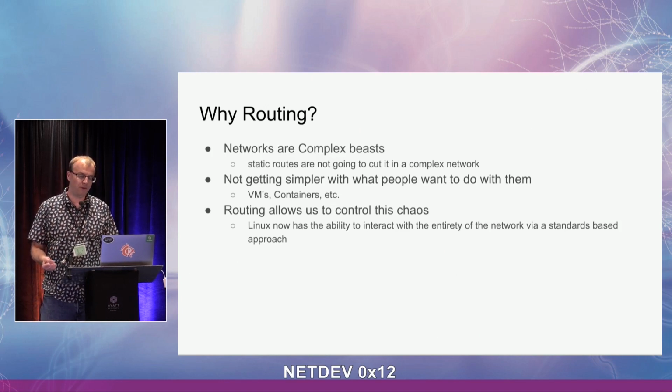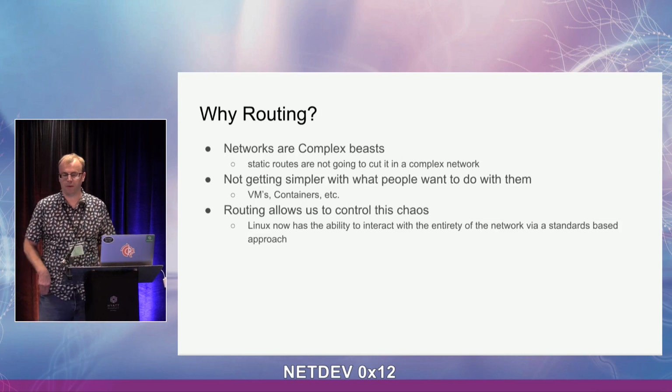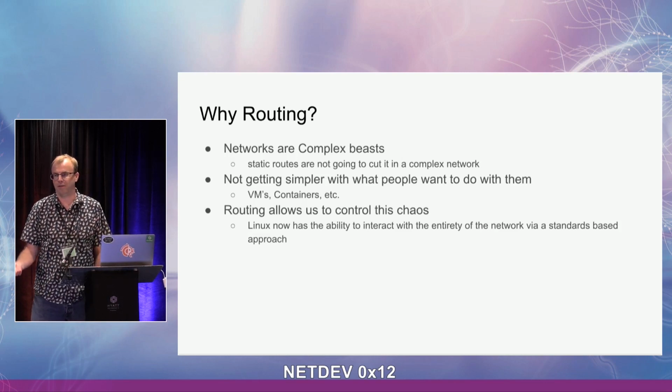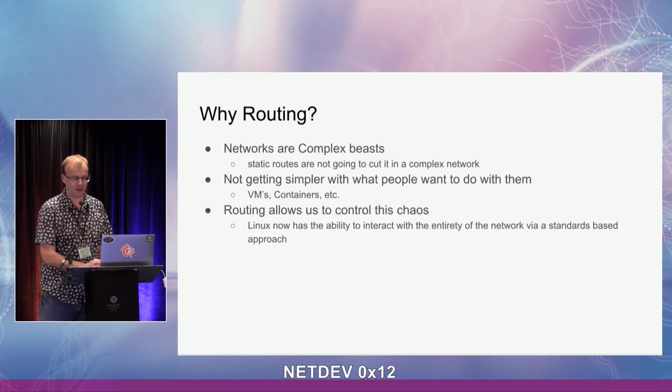And so one of the really great things about this is that Linux now has the ability to interact with the entirety of the network via a standards-based approach. So if you are using a Cisco or a Huawei or an Arista for routing, you can put FRRouting on your host or on your server and connect to those machines and get routing from them.